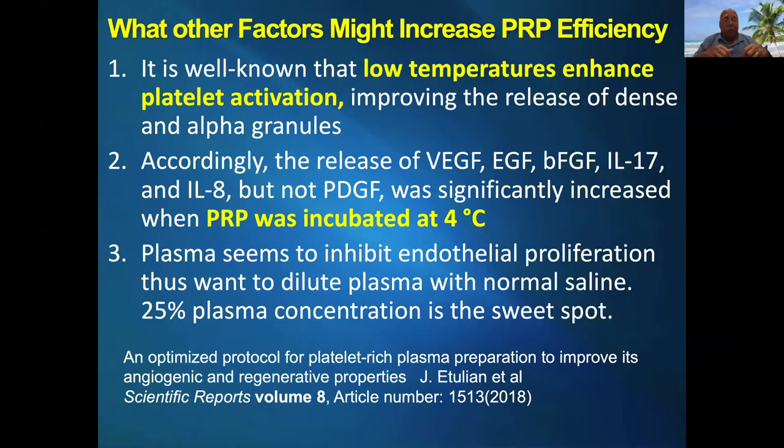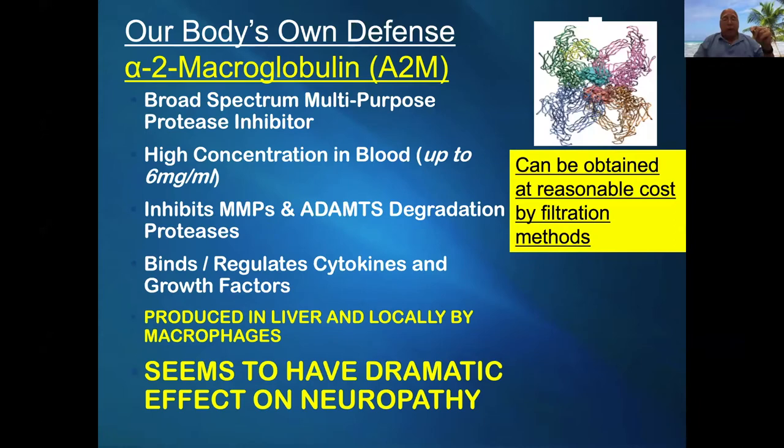Okay. Now, another thing we can talk about is A2M. One of my speakers here, Dr. DeCastro, has had excellent results using A2M on neuropathy. And he can, you know, speak on this, I'm sure, sometime or other. But A2M is basically produced in the liver, and it's also made locally by macrophages. And it seems to have some very good attributes to it. It can help reduce inflammation, and it seems to work exceptionally well for a lot of people.